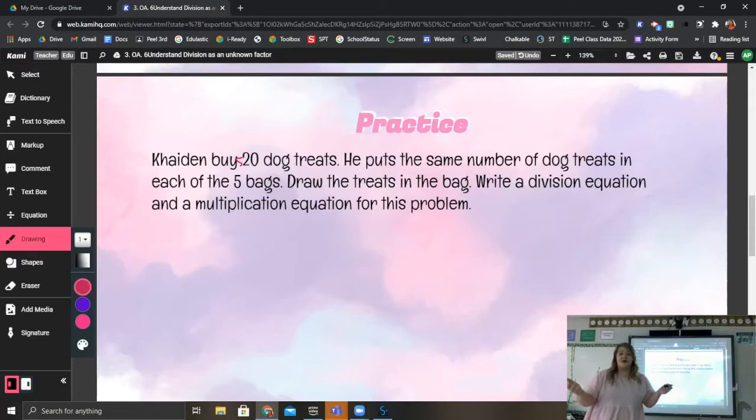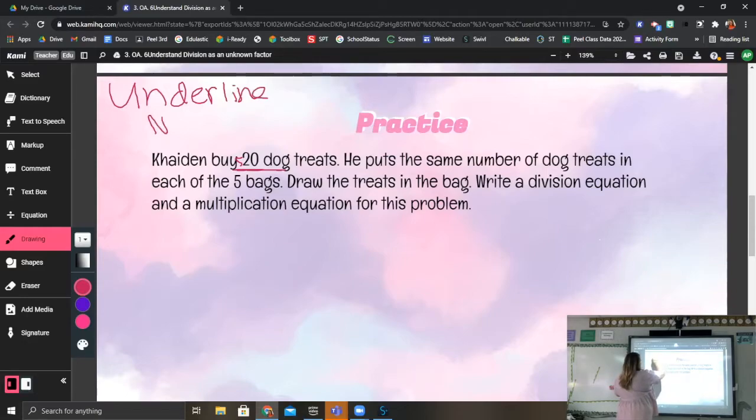Well, this is a word problem, so I make my students mark up that problem. It helps us better understand what we're working with. So we're going to go back and read it again, and I'm going to tell you how I want you to mark up your problems when you work them. We have Caden, and he buys 20 dog treats. If it's a number, I get you to underline it. So I'm going to write these at the top. You underline numbers.